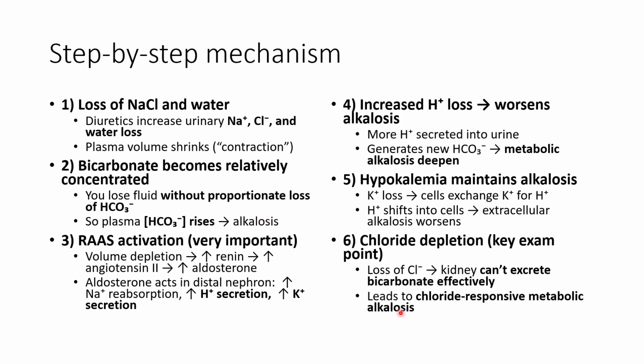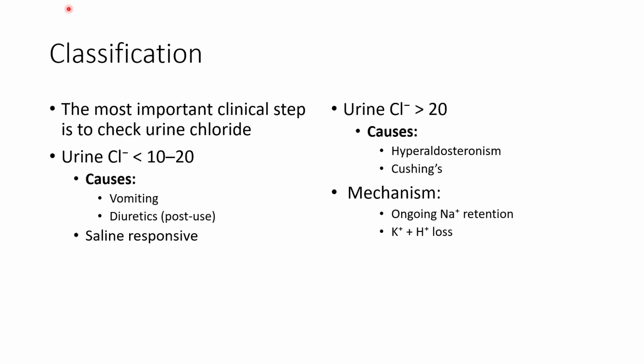So the four reasons why you have contraction alkalosis: contraction due to decrease in plasma volume, then disproportionate loss of water as compared to bicarb, then aldosterone activation leading to H+ secretion, then hypokalemia, and then depletion of chloride. So in metabolic alkalosis, the most important clinical step is to check urinary chloride. Now the cutoff number is 20.